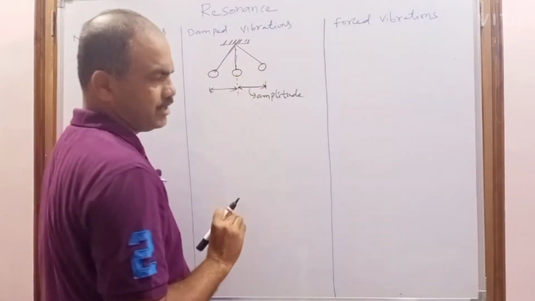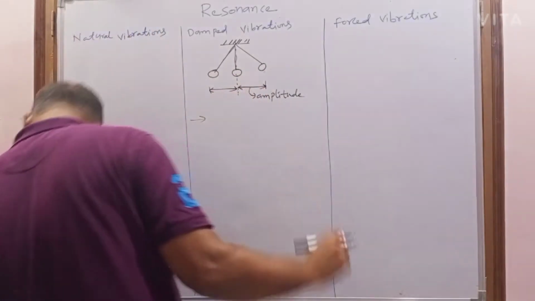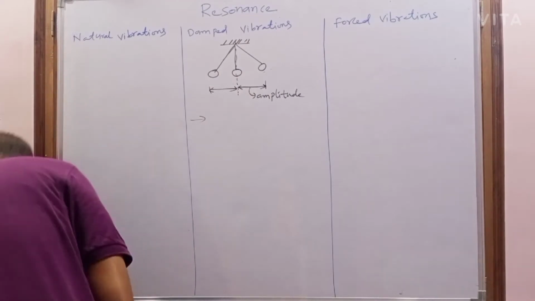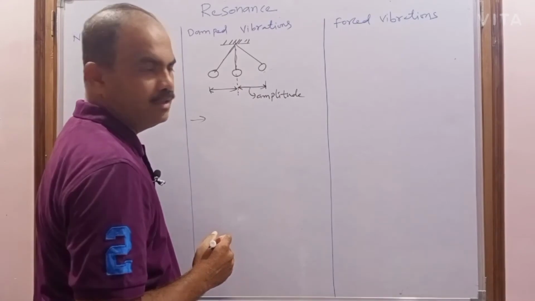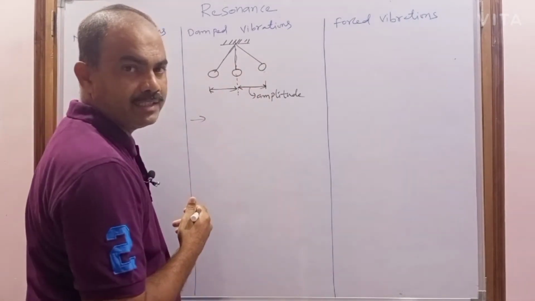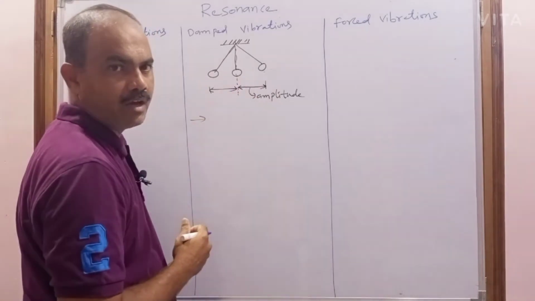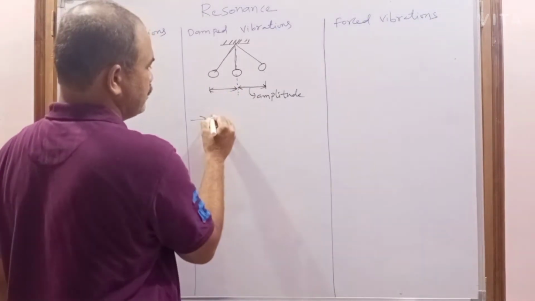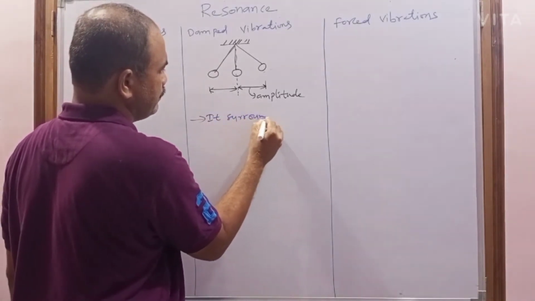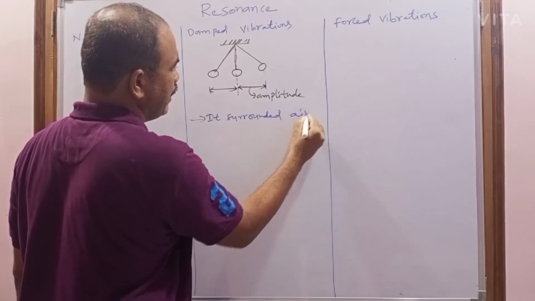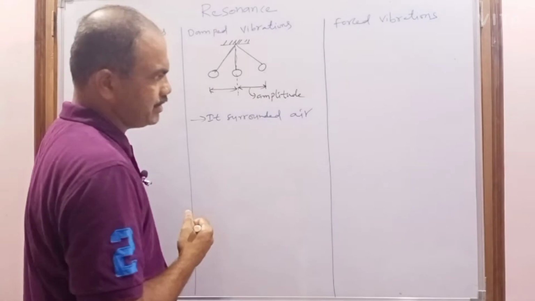So why does it come to rest? Because when the simple pendulum is making oscillations or vibrations, what exists around it? Air. This vibrating body is surrounded by air. Air particles exist around it.